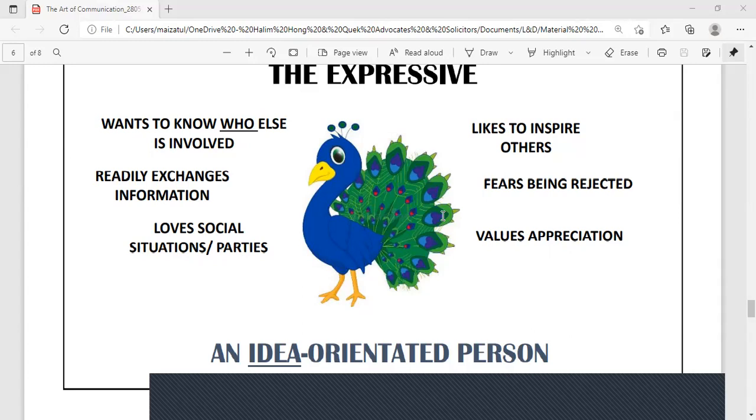These expressive people want to know who else is involved, readily exchange information. They love social situations or parties. So obviously they are extroverts, like to inspire others, fear being rejected, and value appreciation.